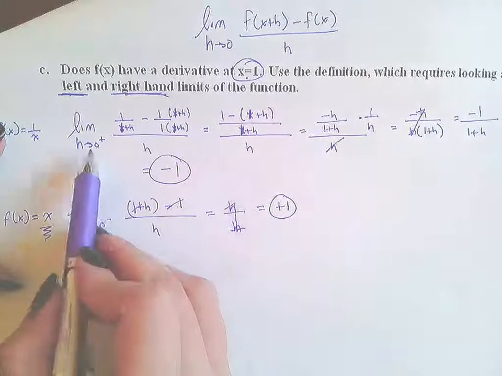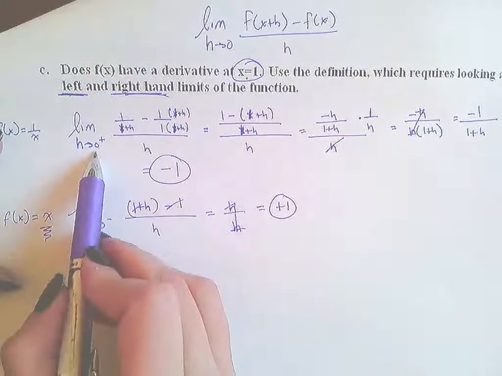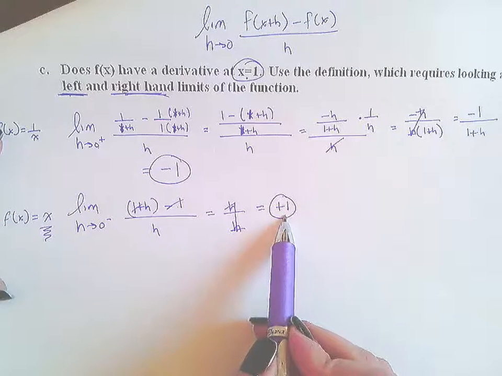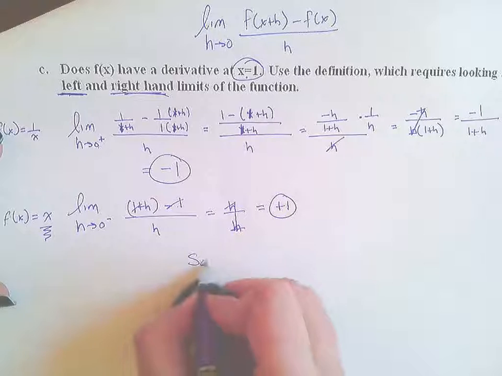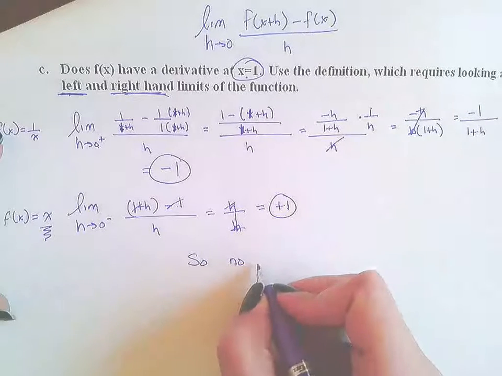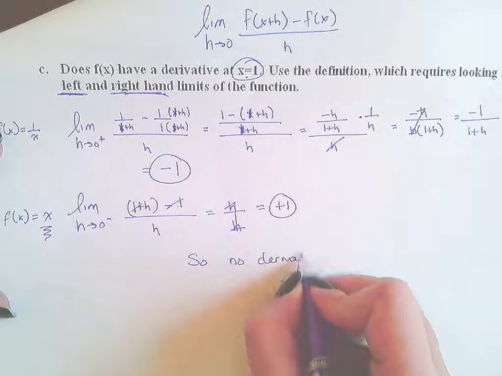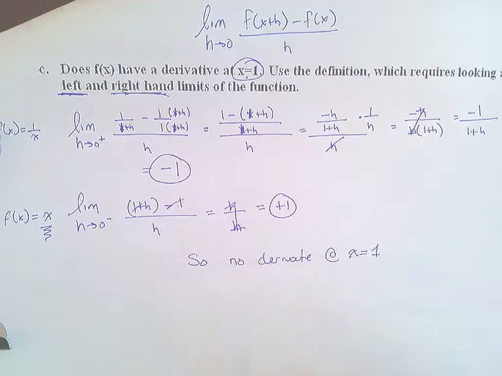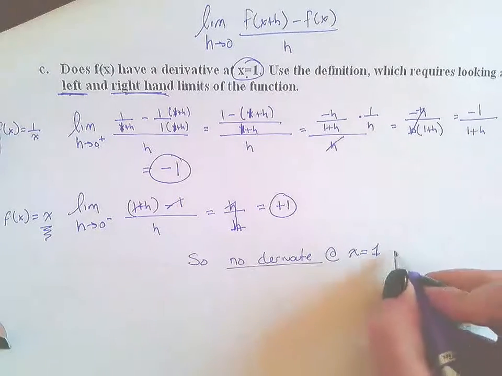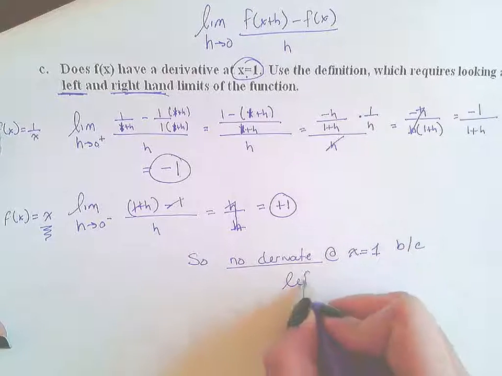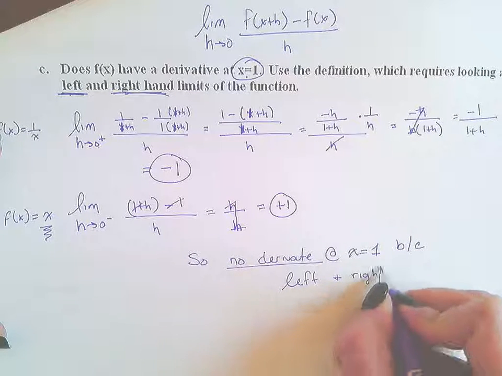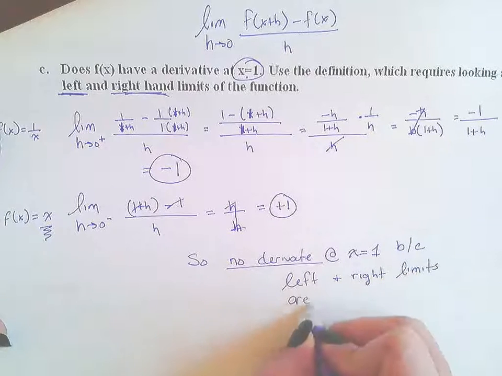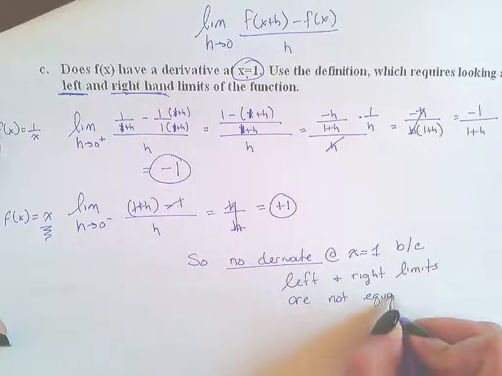So because the limit as h approaches 0 from the right is negative 1, and the limit is positive 1 as it approaches from the left, no, the derivative at x equals 1 does not exist, because the left and right limits are not equal.